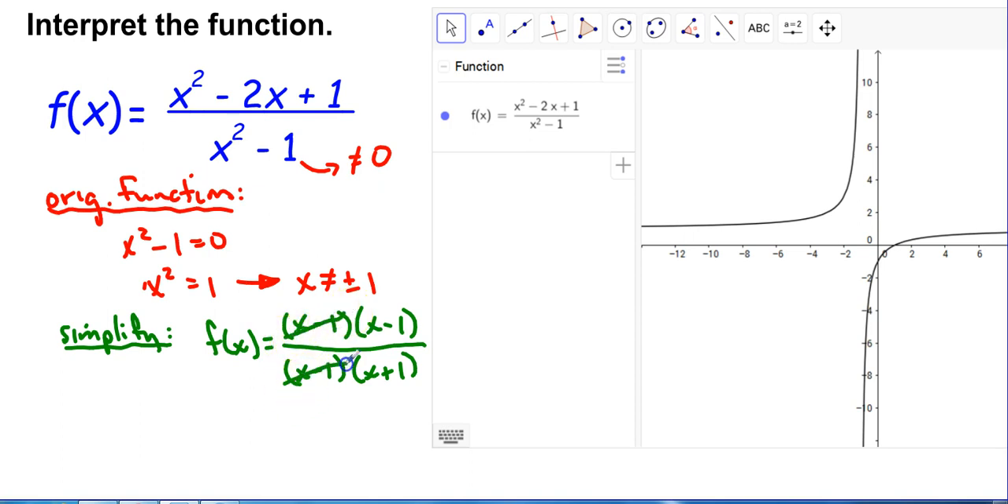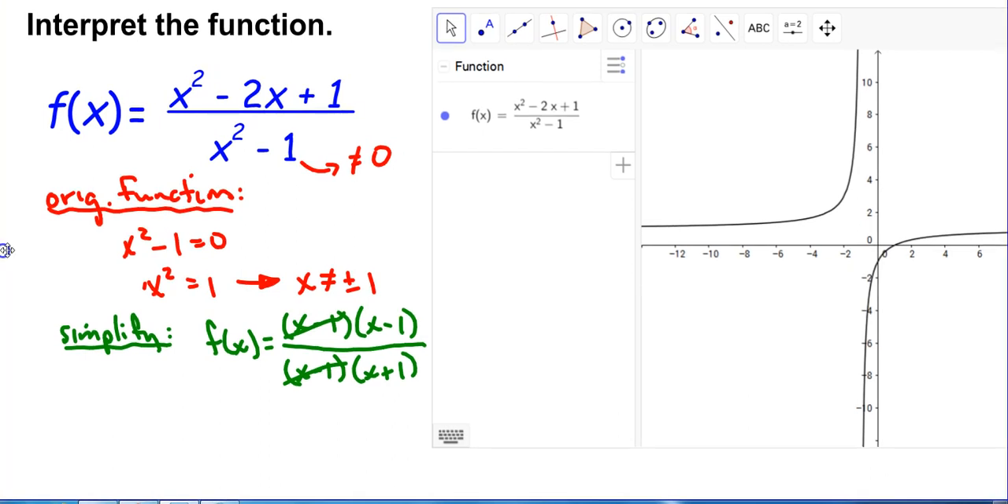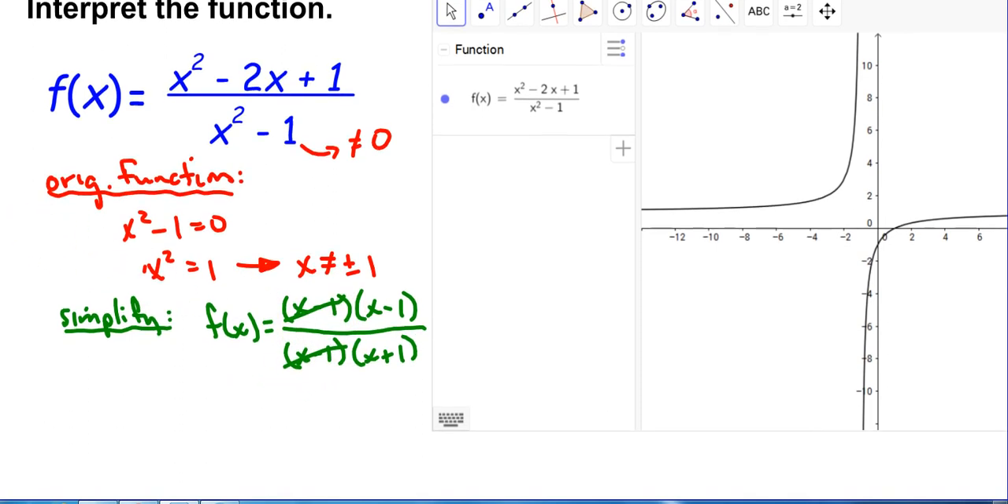I can cancel an x minus 1, I can cancel an x minus 1. And so this is kind of the first point in interpreting functions. I just canceled 2 terms, or 1 expression out of the numerator and the denominator. And that is one of my domain restrictions that I identified.